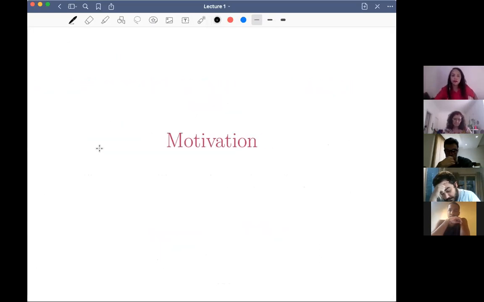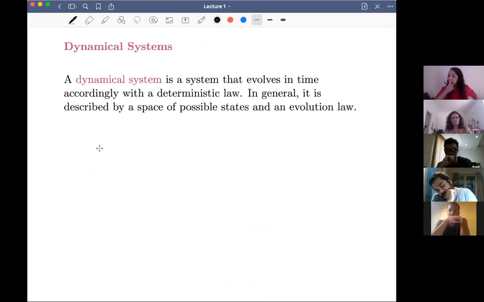Okay. So then, let's start with some motivation. Why we like to study ergodic theory, where we can apply it, what are the reasons, where it was born from. So let's start motivating a bit.